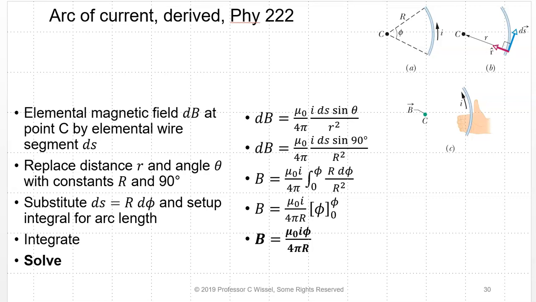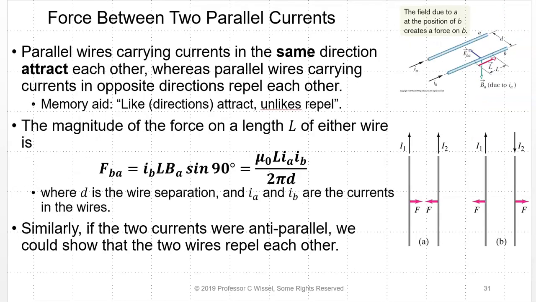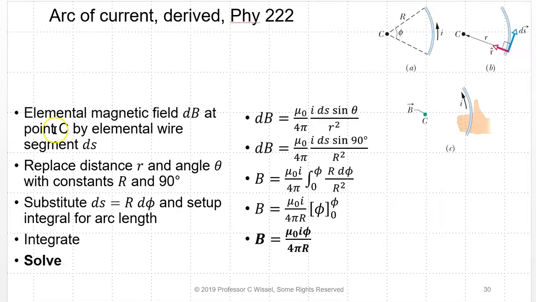Now here's the derivation of the previous slide for Physics 222 students. If you're an algebra-based 122 student, please skip to the next slide. Here we have an elemental magnetic field dB at point C by elemental wire segment ds. So here's our ds. Here's the point that we're interested in to determine the magnetic field at. And of course, this angle is 90 degrees between ds and r, and here's the distance r. So dB equals mu naught over 4 pi times I ds sine theta over r squared.